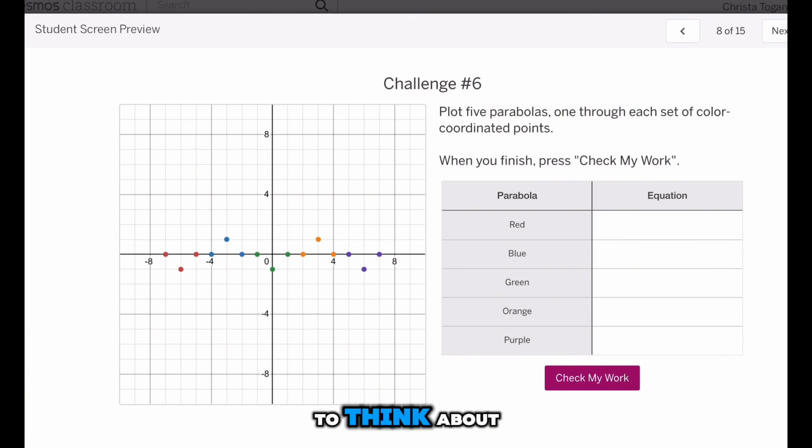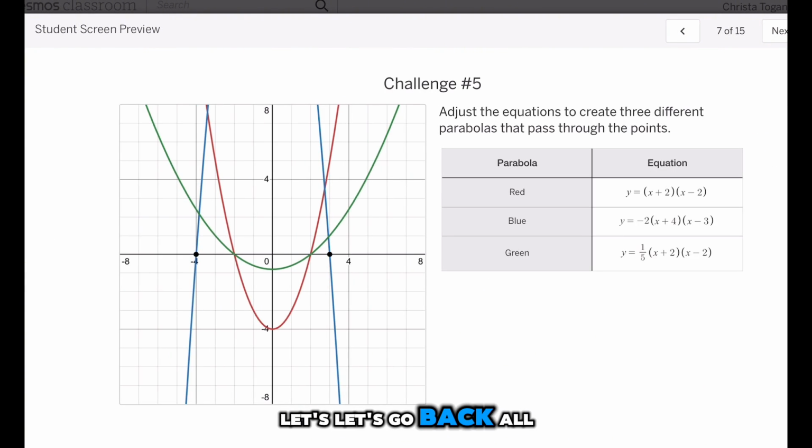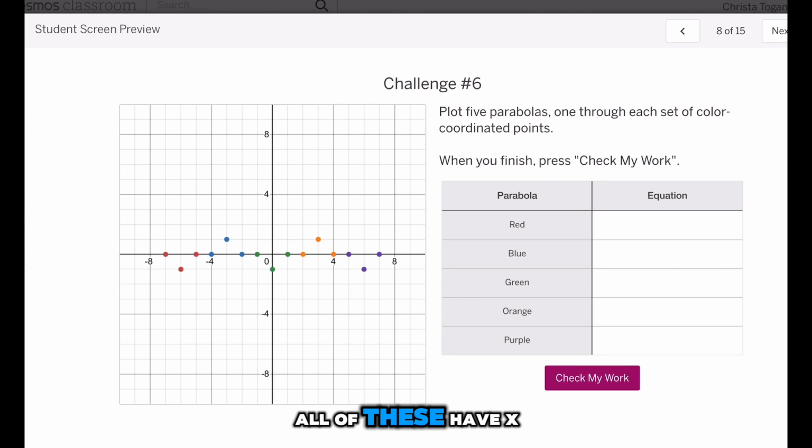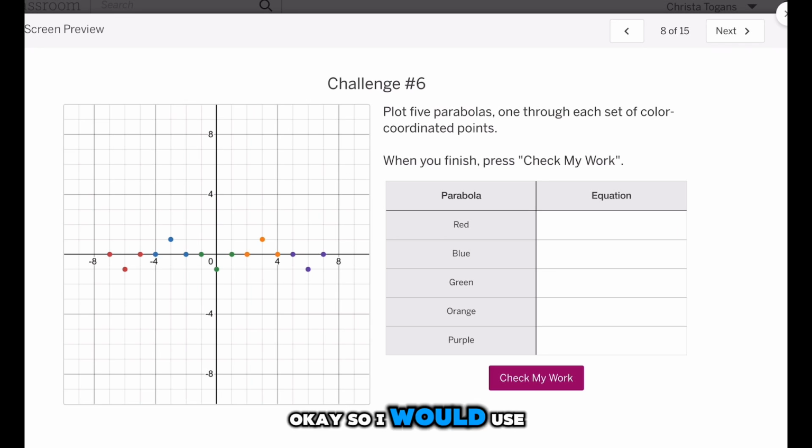So what do you have to think about? Well, let's go back. All of these are factored form. All of these have x-intercepts. Do you see that? They all have x-intercepts. Okay? So I would use factor form.